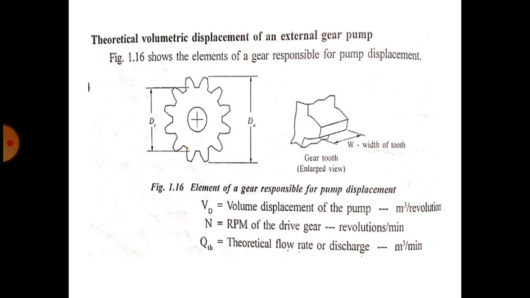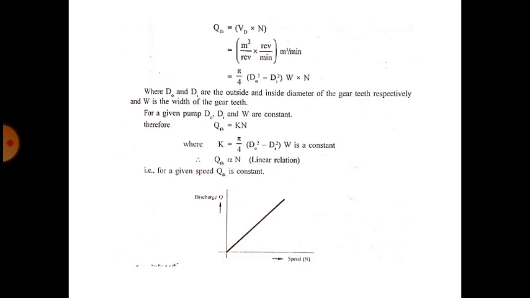So now you'll see the theoretical volume displacement of an external gear pump. You can see the gear with outer diameter DO and inside diameter DI, and W is the width of the gear tooth, VD is the volume displacement of the pump, N is the RPM of the drive gear, that is revolutions per minute. QTH means the theoretical flow rate or discharge, which is in meter cube per minute. So Q theoretical is equal to Vd into N.